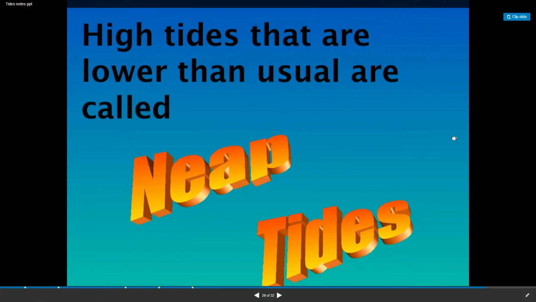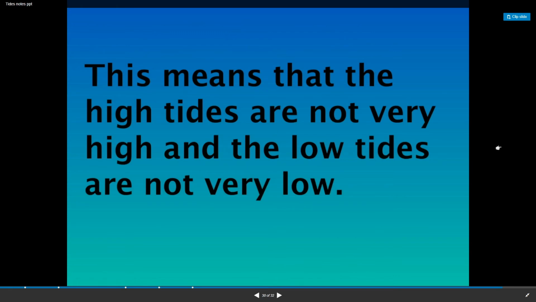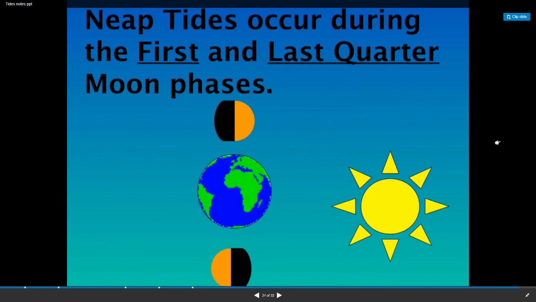High tides that are lower than usual are called neap tides. And neap tides only happen during first quarter and third quarter moons. So these high tides are really kind of weak, and the low tides are kind of weak. So the amount of tidal range is very, very small. So the gaps between high tides and the gaps between low tides are not very significant during this time of the month, and that's during the first quarter and the third quarter. This means that the high tides are not very high and the low tides are not very low.